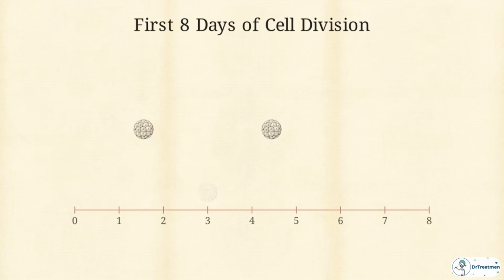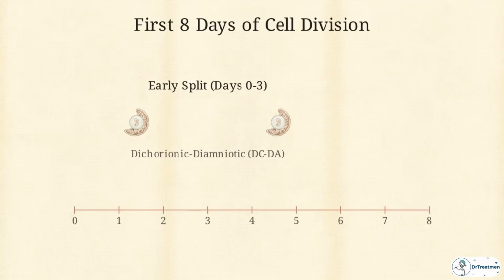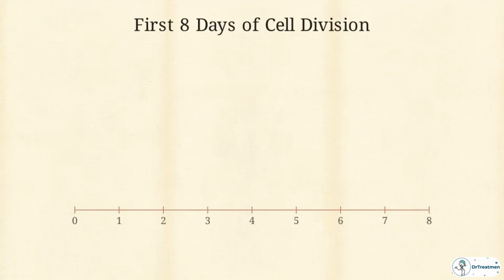If that cell cluster splits extremely early, between day 0 and day 3, the two new groups proceed on their own. They each form a separate placenta and a separate amniotic sac, perfectly mirroring the safe, isolated environment of fraternal twins. If the embryo doesn't split early, it continues along the timeline, absorbing fluid to become a blastocyst. By day 4, it develops a thick outer layer of cells that will eventually become the placenta. If the split occurs slightly later, across days 4 through 8, the inner cells successfully divide to form two babies.